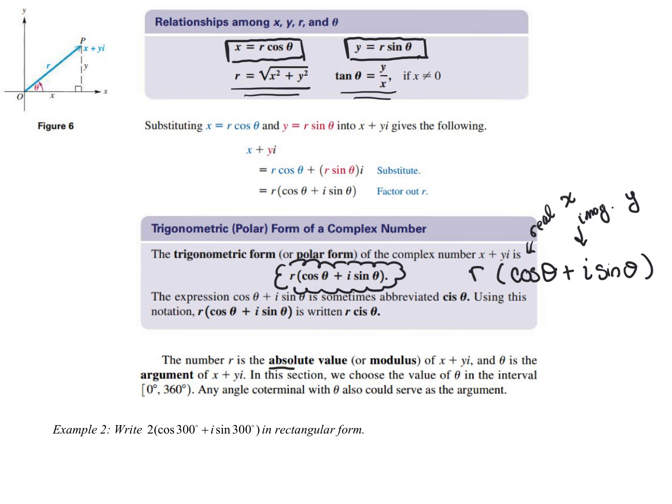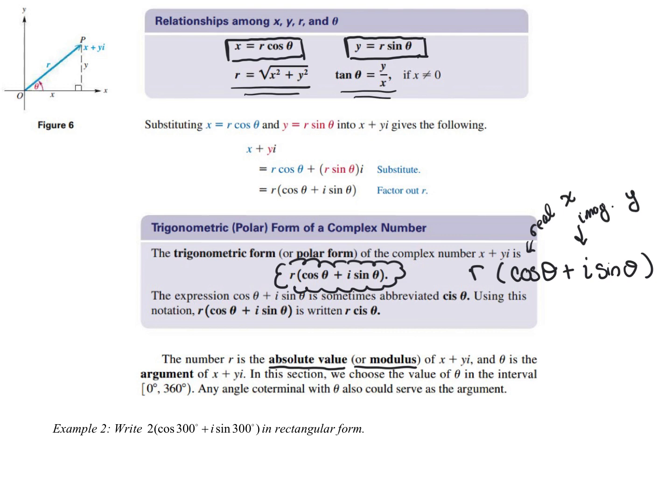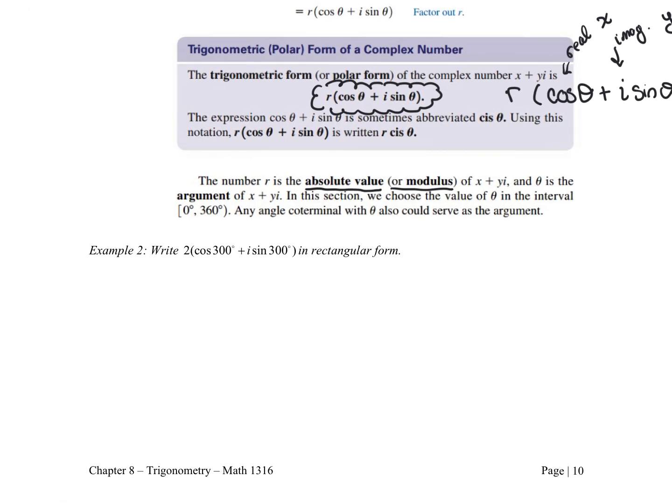R is the absolute value, which is sometimes called the modulus, which is the radius it's always been, which we can find using the Pythagorean theorem. So let's go ahead and try a couple. This one says, okay, this is polar form. I want to go into rectangular form, which means I want to be in a plus bi form. So to do that, I'm going to distribute the 2 in.